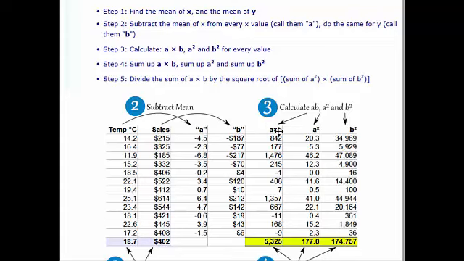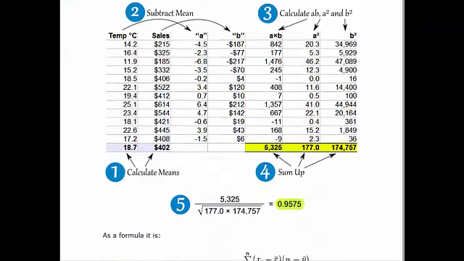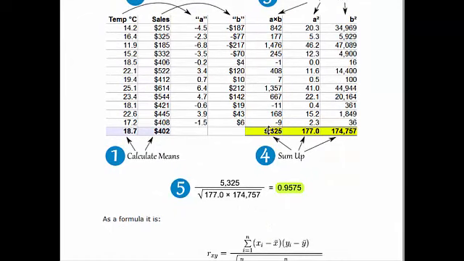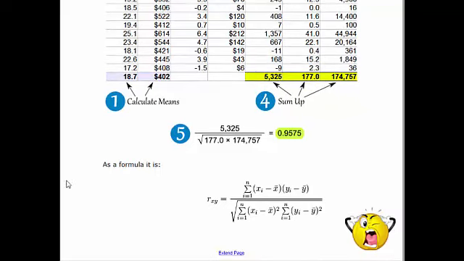Then we calculate A times B. We also calculate A squared and B squared like we would for standard deviation. We add those up, all the A times B, the A squared, the B squared, and then we divide the sum of A times B by the square root of the sum of A squared times the sum of B squared. And the formula, as you can see, is right here.